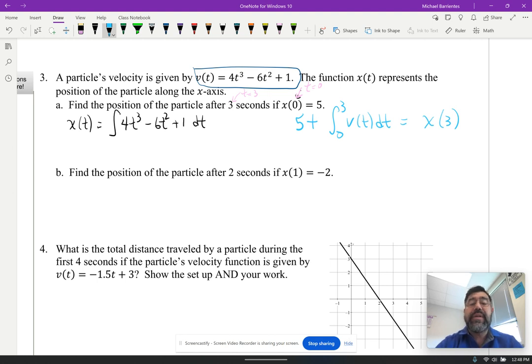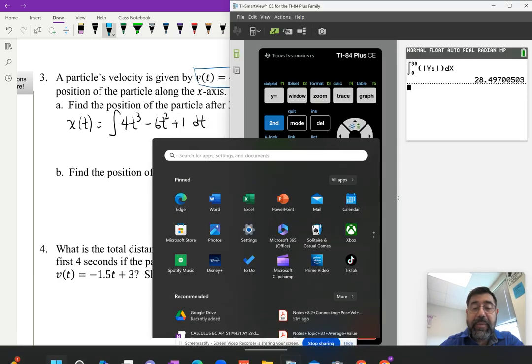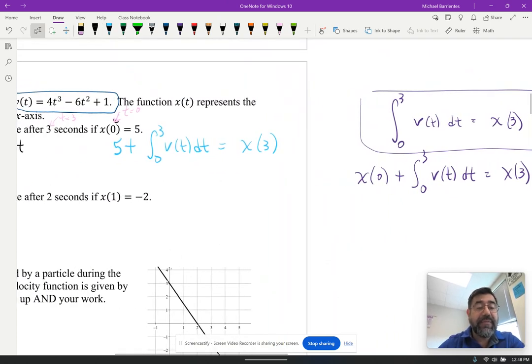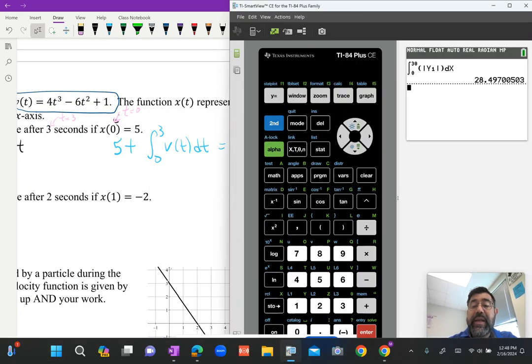But the reason it works is because they gave me the initial position, x of 0, where I'm starting. And then I'm going to add on the displacement, how much it moved. And that's going to give me where it ends up, the final position. So let's use the calculator to figure that out. So let me open my calculator here. I'll move this over so that I can see the full equation. And then we can just type it in.